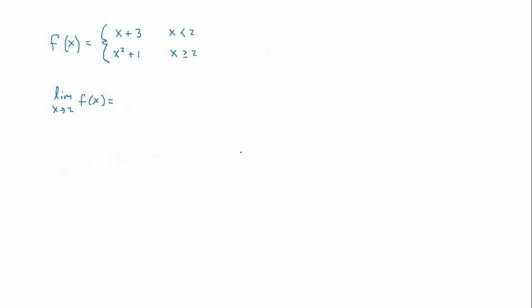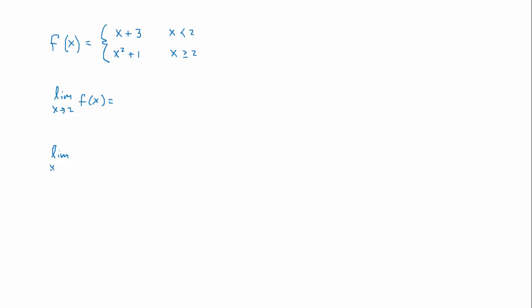In this final example, we have a piecewise function, and we're asked to find the limit as x approaches 2, which happens to be the value where this piecewise function switches from one equation to the other. So in these cases, we need to check both sides of the limit separately, the left-hand side and the right-hand side, because in order for this two-sided limit to exist, the left and right side would both have to equal the same thing.